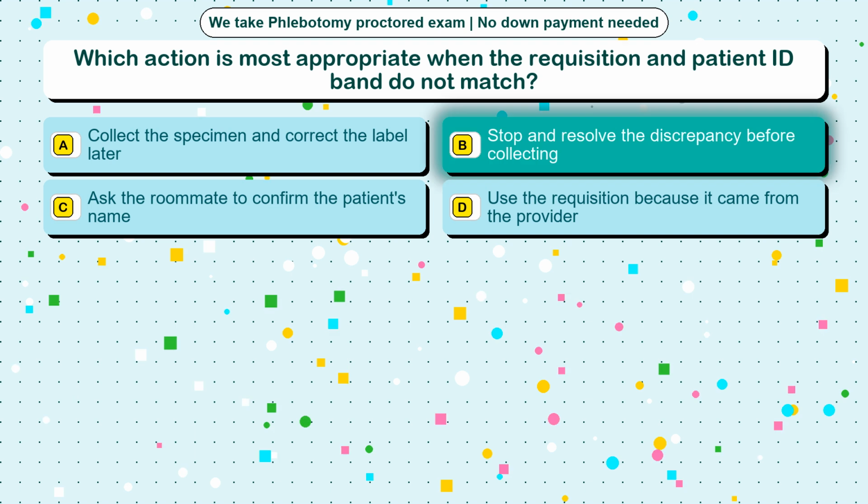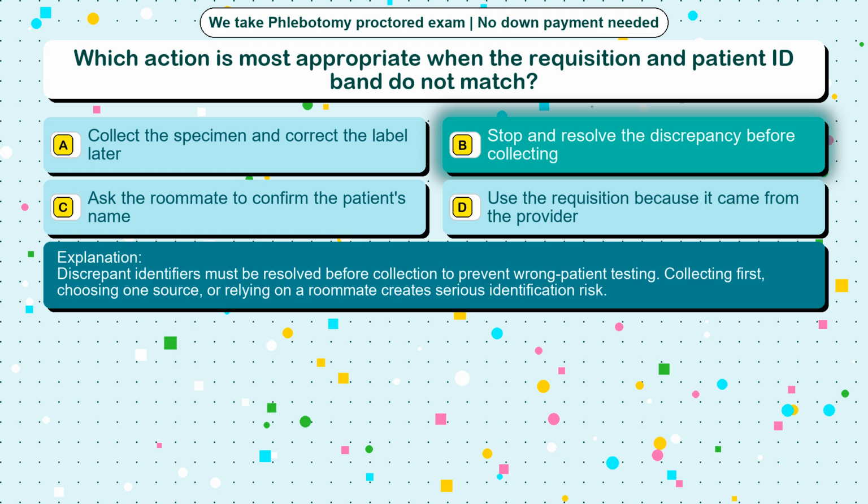The correct answer is option B. Stop and resolve the discrepancy before collecting. Discrepant identifiers must be resolved before collection to prevent wrong patient testing. Collecting first, choosing one source, or relying on a roommate creates serious identification risk.